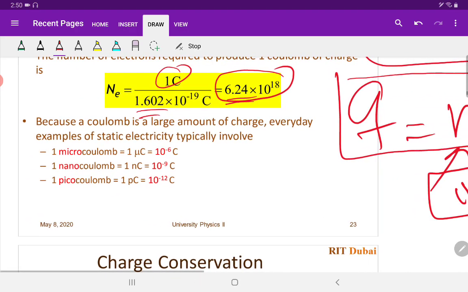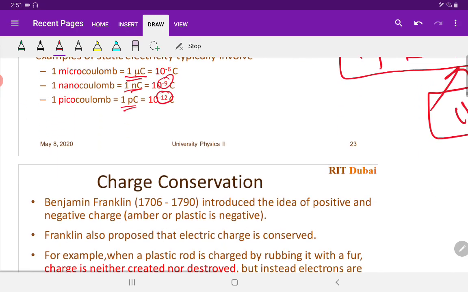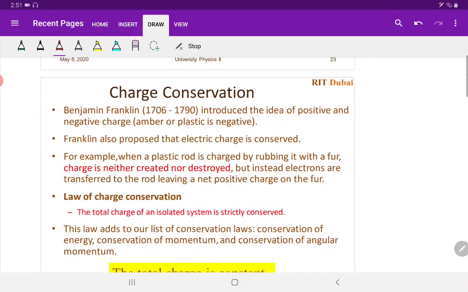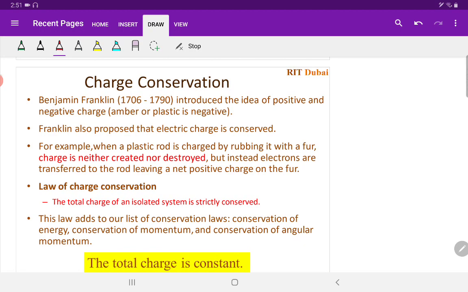Now, because the coulomb is a very large quantity, and it's not easy to create, in many cases, when we talk about point charges, we will deal with charge scales such as microcoulomb, nanocoulomb, or picocoulomb. Micro is 10 to the power minus 6, nano is 10 to the power minus 9, and pico is 10 to the power minus 12. You don't have to memorize this one, but we have to keep that in mind.